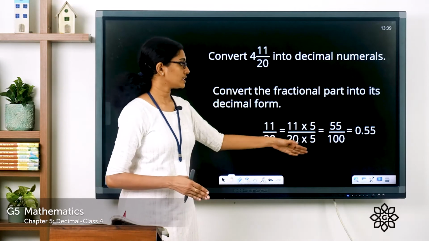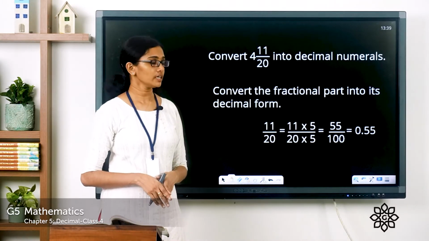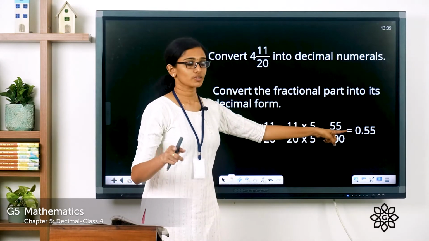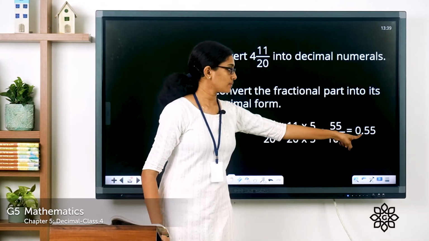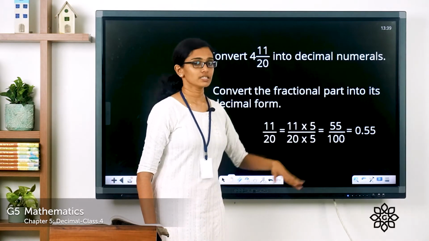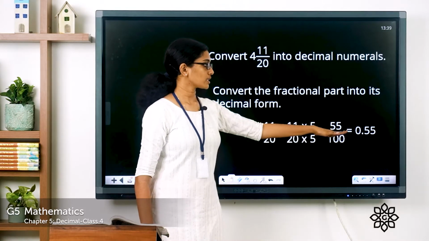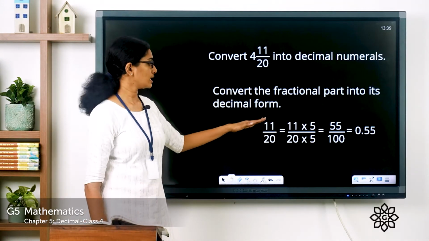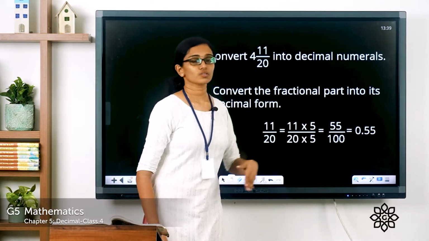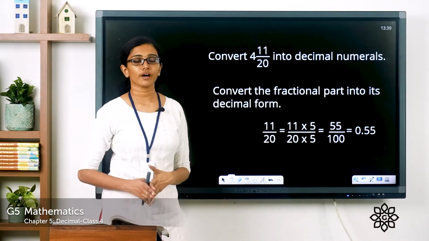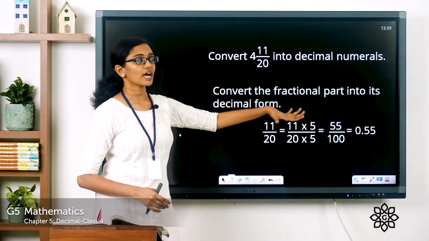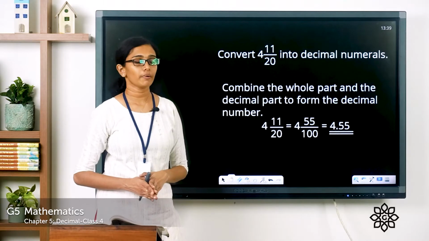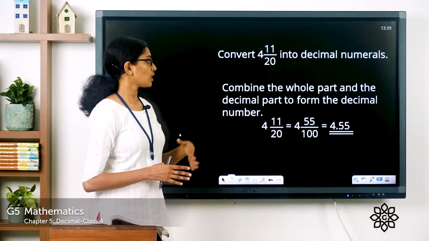And what is the decimal number equivalent to 55 by 100? There are two zeros in the denominator. So 2 places to the left of 55, you put the decimal point and the whole number part is 0. So 55 by 100 is equal to 0.55. So our fractional part 11 by 20 is equivalent to the decimal number 0.55. So now we converted the fractional part to its decimal form. The next step is to combine the whole part and the decimal part to form the decimal number.